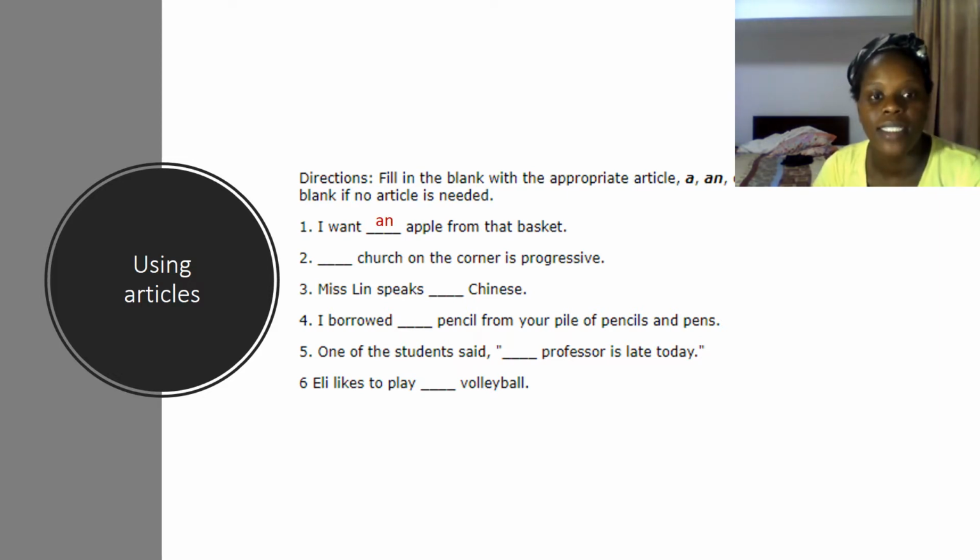I want dash apple from that basket. Yes, I want an apple from that basket. Number 2, dash church on the corner is progressive. We can try. Very good. The church on the corner is progressive.